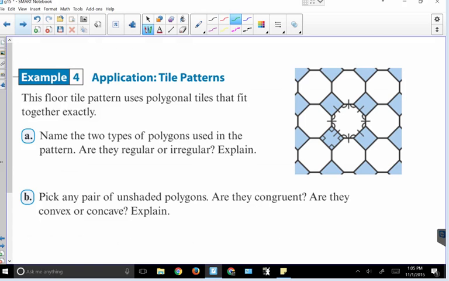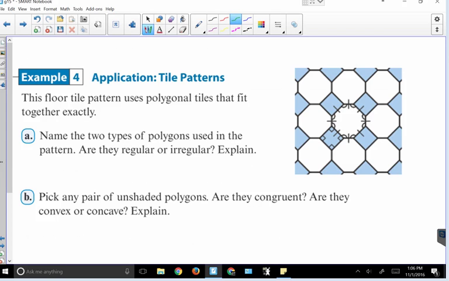Well, if you take a look down here, this angle, this angle, this angle are all the same, right? That side is in there as well, that side. So all the sides are the same, all the angles are the same. Therefore, they would both have to be regular. Okay? So, are all of the octagons congruent?